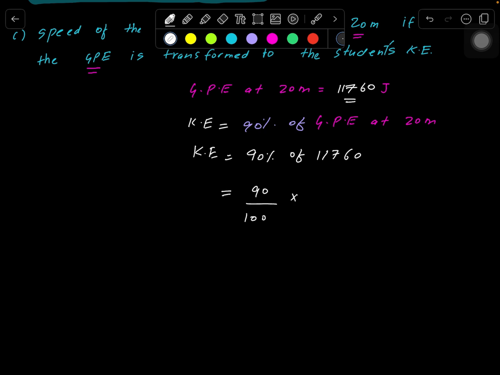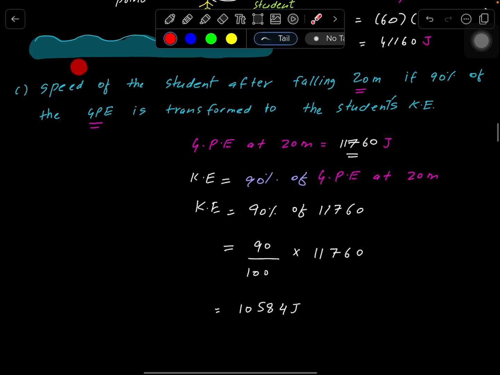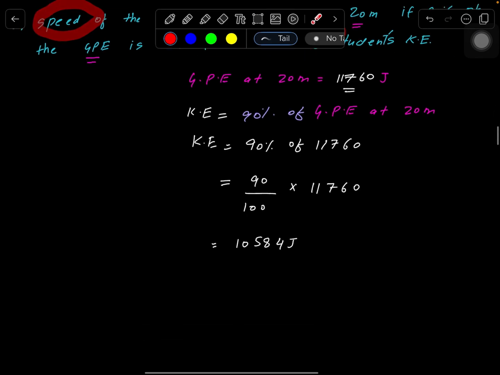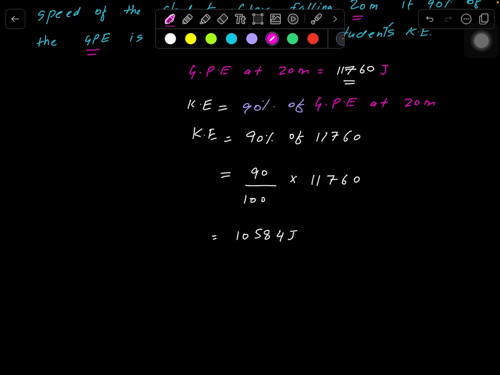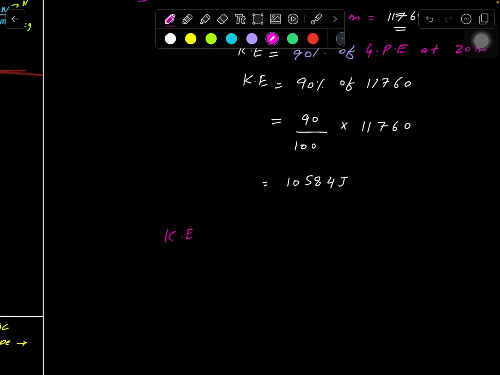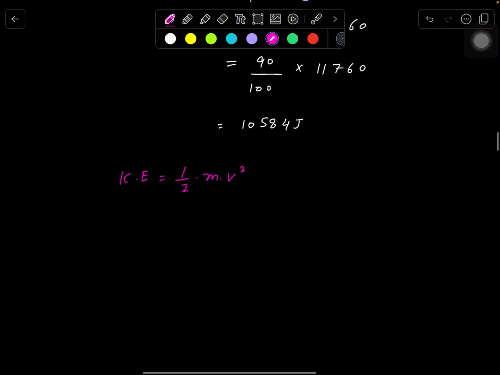We can write a multiplication sign in place of 11760, and that equals 10584 joules. Now we have to find the speed at this point, okay? So we know that kinetic energy has the formula half mv squared. We know the mass of the student was 60 kilograms, and velocity is what we're trying to find out, squared.